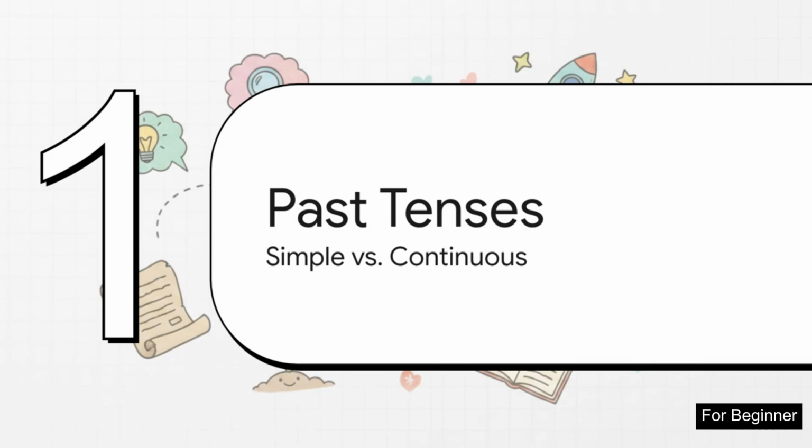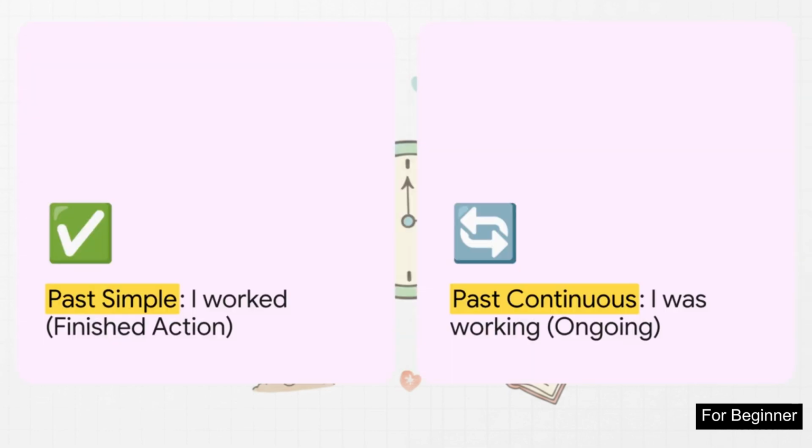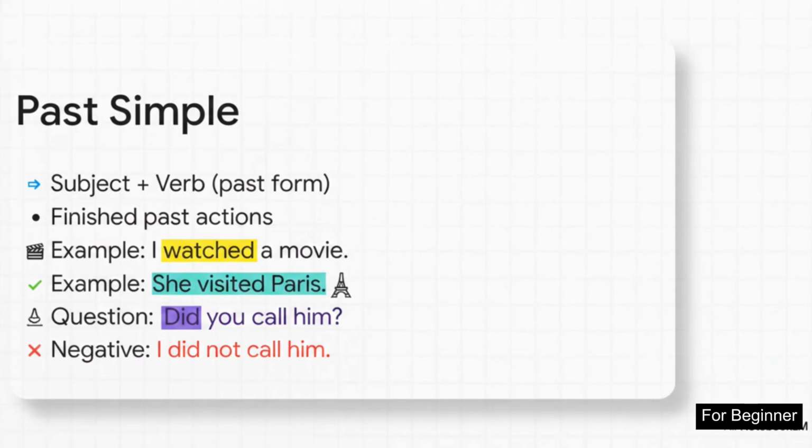Moving right along to section 2, exploring past tenses. Again, we'll look at simple versus continuous. Just like we did with the present, comparing these side by side clears up so much confusion. On the left is an event that is 100% finished and done with. I worked. Over on the right is an event that was ongoing at a specific point back in time. I was working.